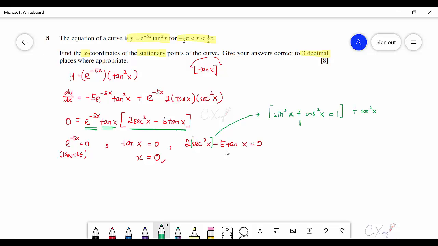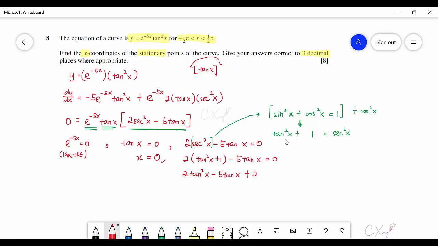you will get a new, similar identity. Sin²x divided by cos²x gives tan²x, cos²x divided by cos²x gives 1, and 1 divided by cos²x gives sec²x. So I think you can use this one, which means sec²x is equal to tan²x plus 1. So I have 2 times (tan²x plus 1) minus 5tan x equals 0. You can try to rephrase it again.